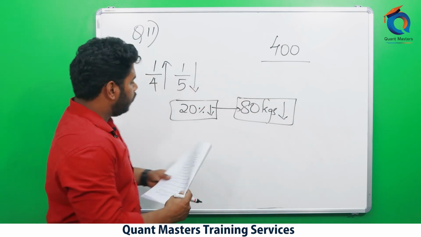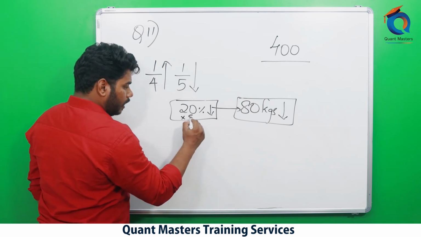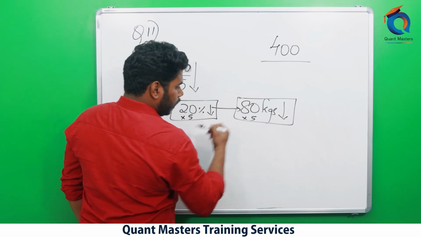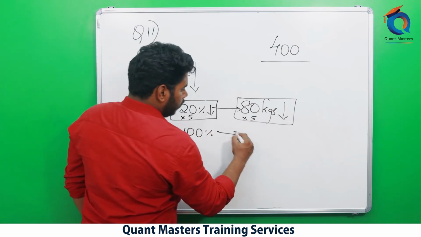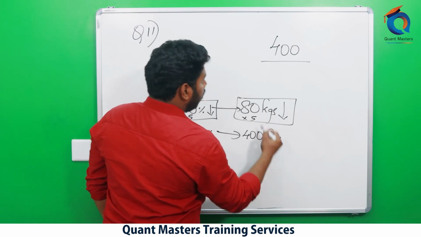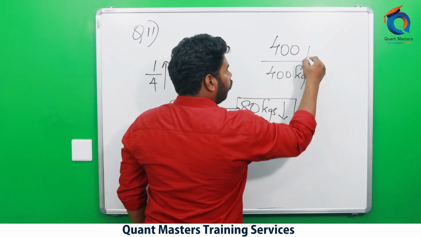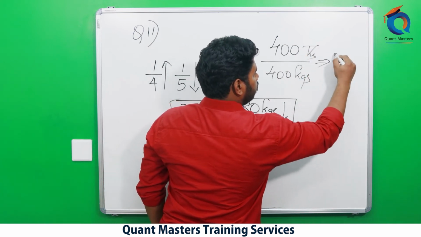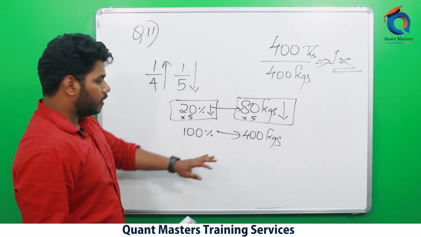100% of rice. So if 20% is 80, 100 means 20. What's a 100? 25 is a 100. So you multiply both sides by 5. So 100% of rice will be 80 into 5, 400 kgs. So we are buying 400 kgs of rice at 400 rupees. So what is the price per kg? 1 rupee per kg. I hope you have understood this concept.